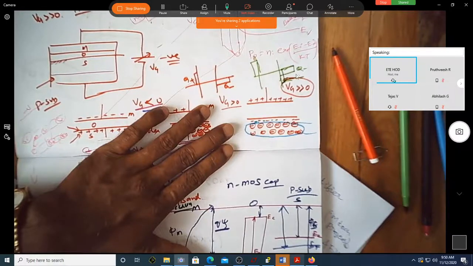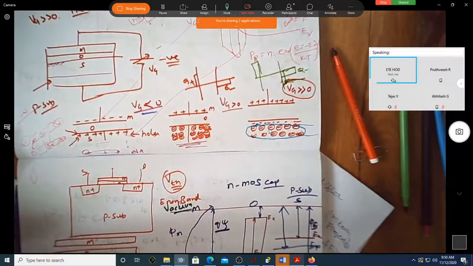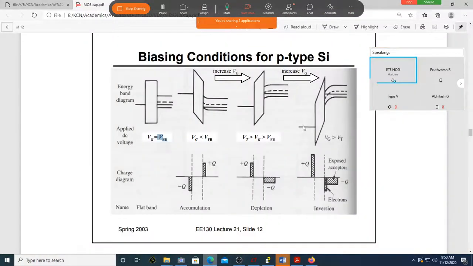How about this longer one? This one. Immobile. It is again negative charges in the depletion, due to immobile ions. Will it make sense? This is of course pretty interesting and important.